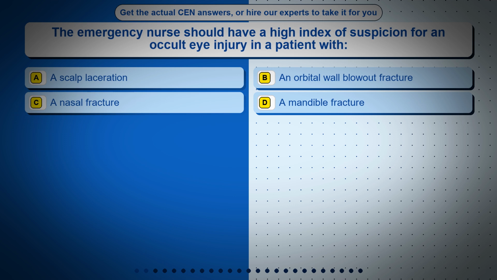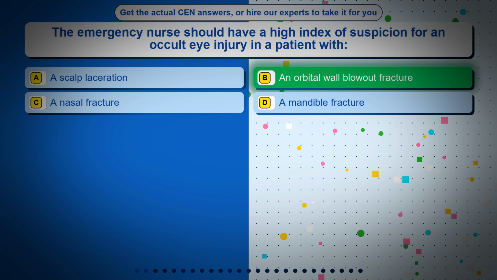Question 2. The emergency nurse should have a high index of suspicion for an occult eye injury in a patient with Option A. Scalp laceration. Option B. An orbital wall blowout fracture. Option C. A nasal fracture. Option D. A mandible fracture.